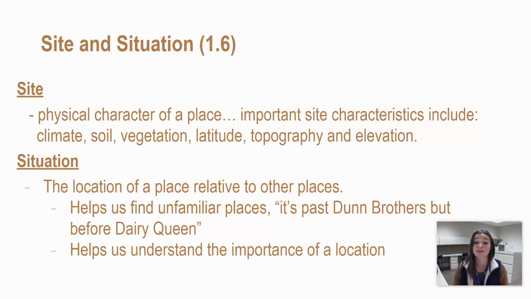Situation, the location of a place relative to other places. So it helps us to find unfamiliar places. You could say it's past Dunn Brothers, but before Dairy Queen. You could say the high school is past Cedar Creek, but before Monticello, right? So you use it relative to other places, and it helps us understand the importance of a location.